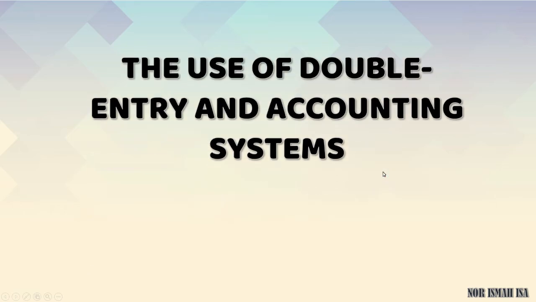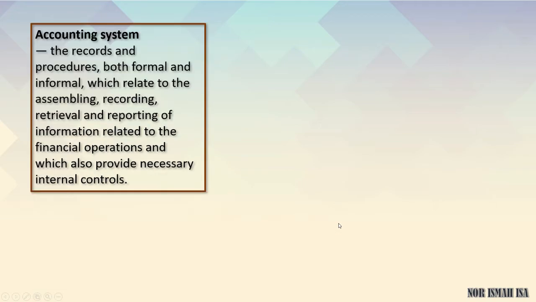Today you are going to learn the use of double entry and accounting system in part C of the financial accounting syllabus. An accounting system is a system to record and maintain all the business transactions in a systematic way, in complying with the procedures and any internal controls.